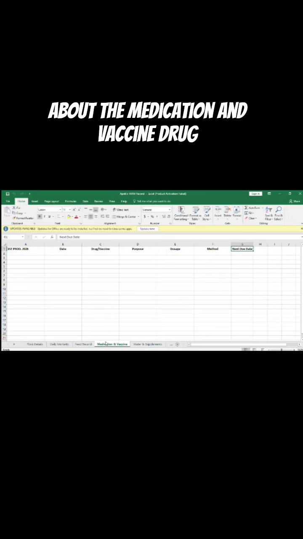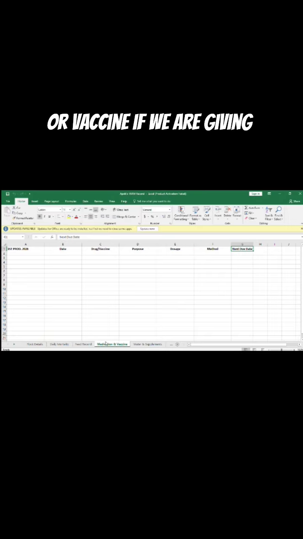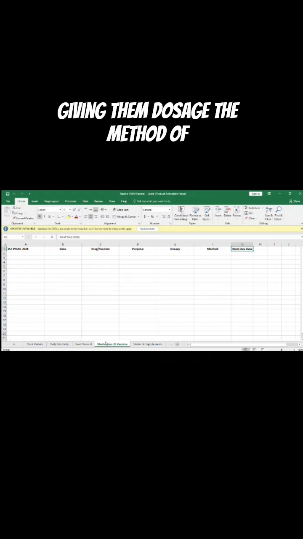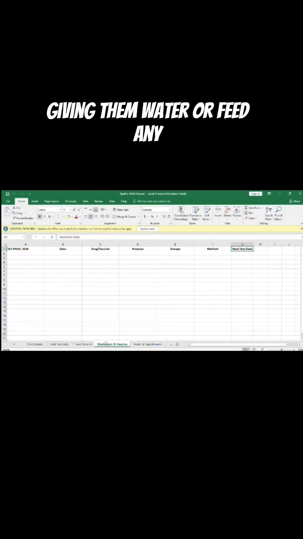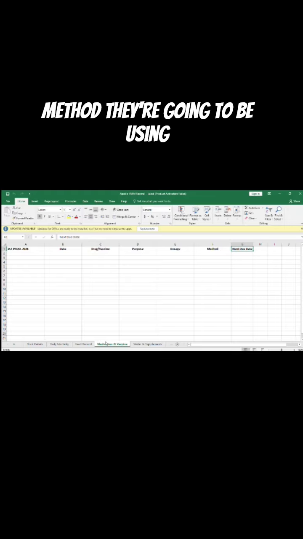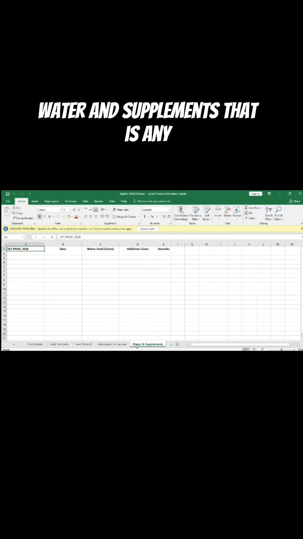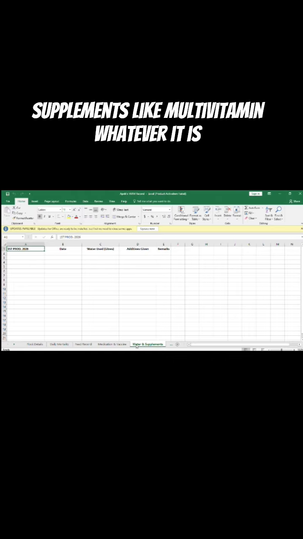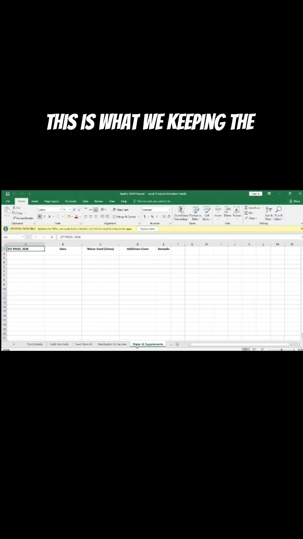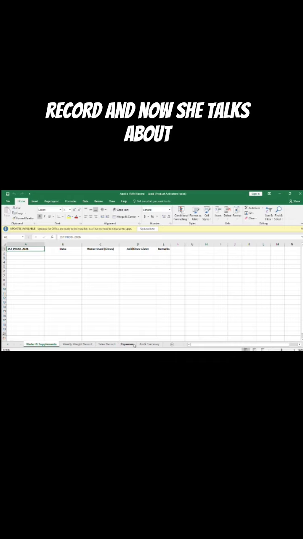Then the next one talks about the medication and vaccine: the drug or vaccine, the purpose for giving it, the dosage, the method of giving it, whether via water or via feed, and the next due date on which the vaccine or drug is due to be given again. The next sheet is water and supplements. Any supplements like multivitamin, whatever we will be giving them, this is where we keep the record.